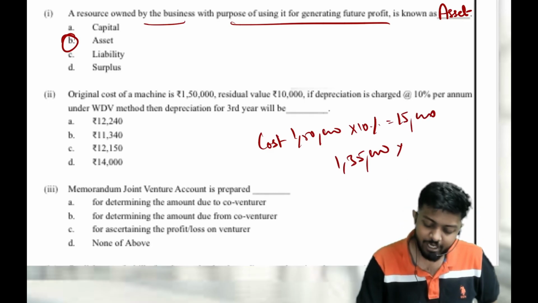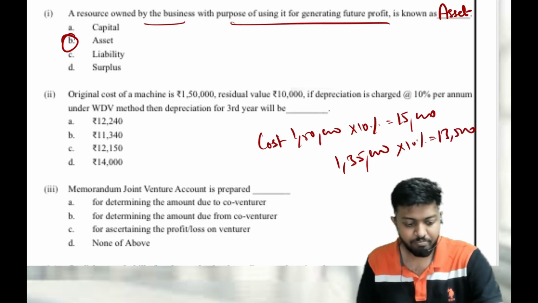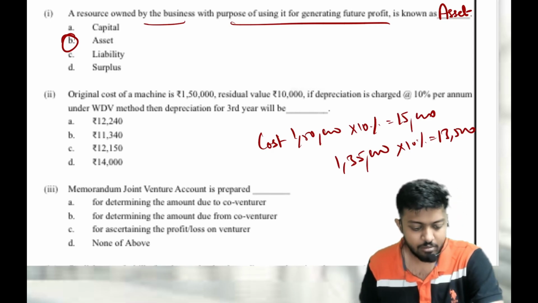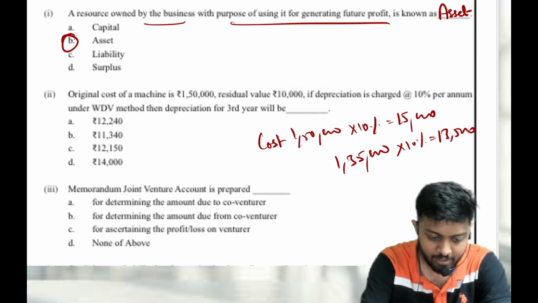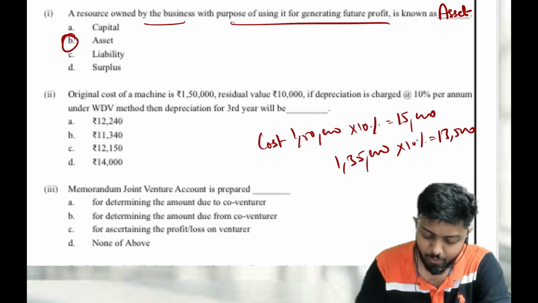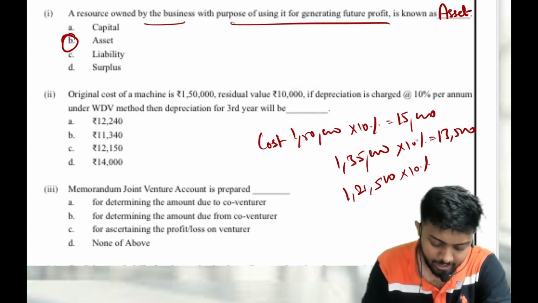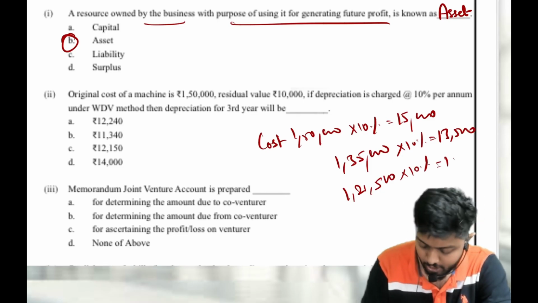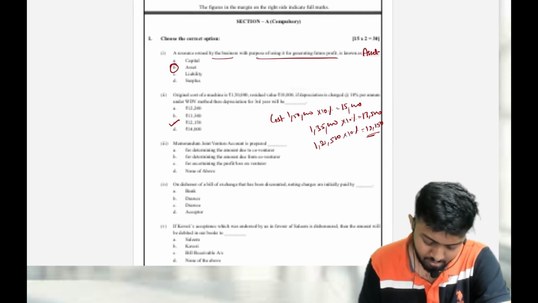Again 1,35,000 into 10% becomes 13,500. So it's 1,50,000 minus 10%, minus 10%. So it becomes 1,21,500. Again 10%, if you do, you'll get 12,150. So third year depreciation will be 12,150. Okay, that should be simple.